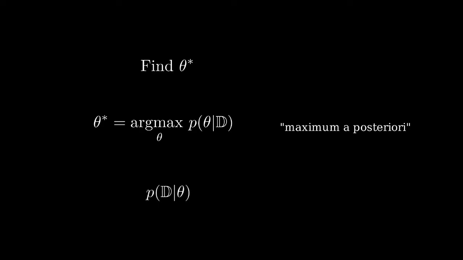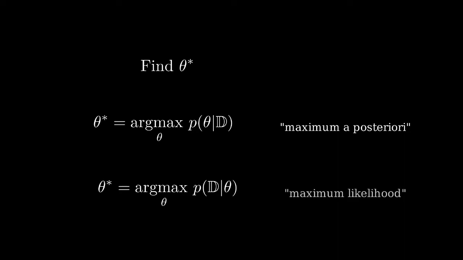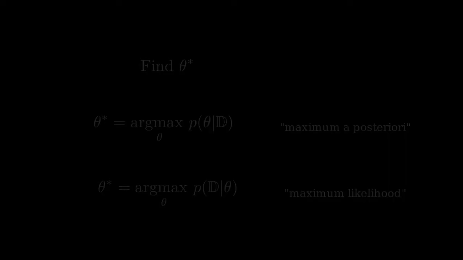We can also maximize the probability of the data given the parameters. Finding the parameters this way is called maximum likelihood estimation. Personally, I find maximum a posteriori more intuitive since it seems to align more closely with the goal of finding good parameters given the data that we have. But as you'll see in a bit, the two methods are related.